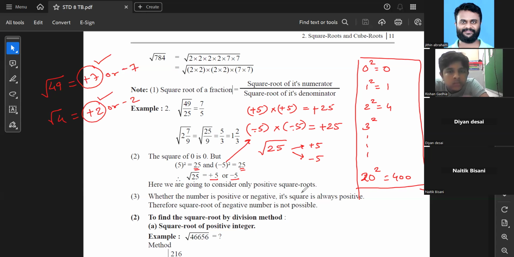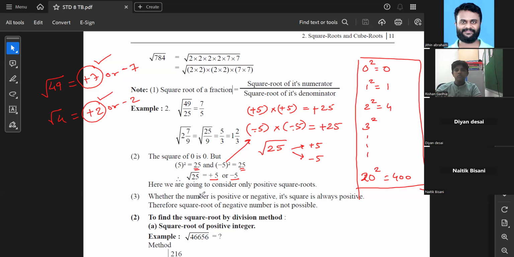But इसका मतलब ये नहीं कि नेगेटिव एग्जिस्ट नहीं करता है. Just to avoid the complications, we are not going to consider the negative square roots now. Okay, in this class, in this chapter, in this grade. In higher grades, when you go to higher grades, you will be considering the negative square roots as well.